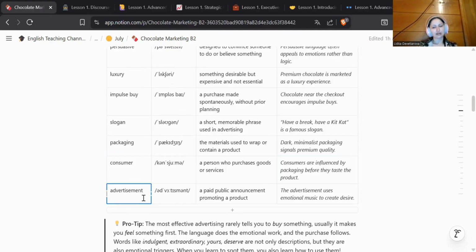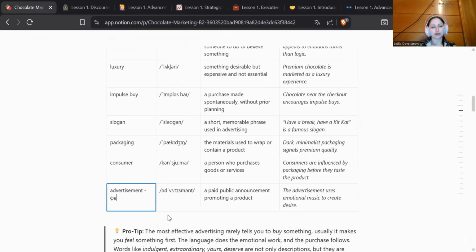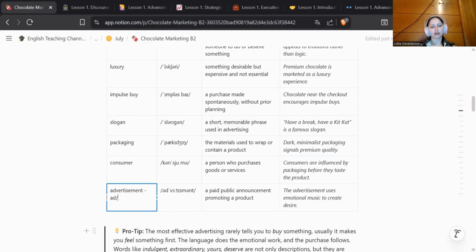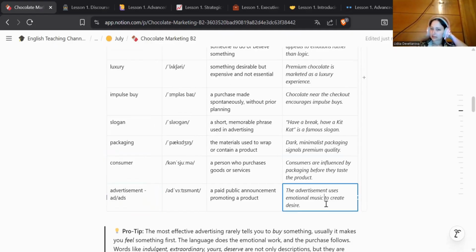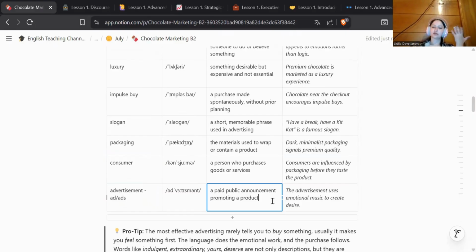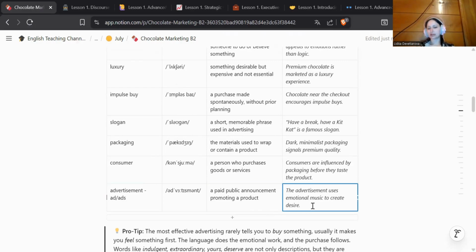Advertisement, or a short ad, or in plural, ads. Let's write that down. Ad, or ads, right? What is that? That's basically a public announcement that promotes some sort of product. So if I were to show you, for example, this pen and tell you, you guys, that is such a great pen, please go and buy this pen. You will never regret buying this pen. You all definitely need it. That's an advertisement. That's an ad. So the advertisement uses emotional music to create desire, right?